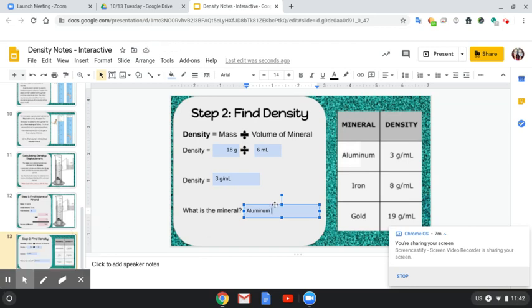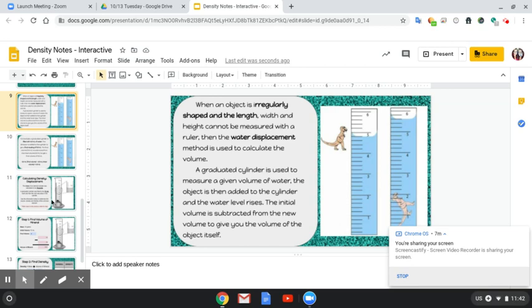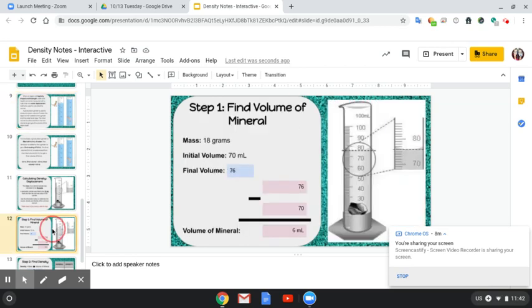So that is how you will solve density for irregular shapes. You got to do your water displacement first, and then you can go through the problem of solving mass divided by volume.